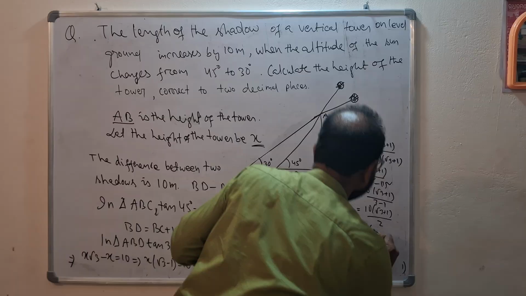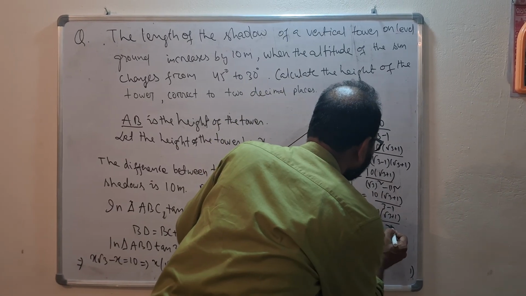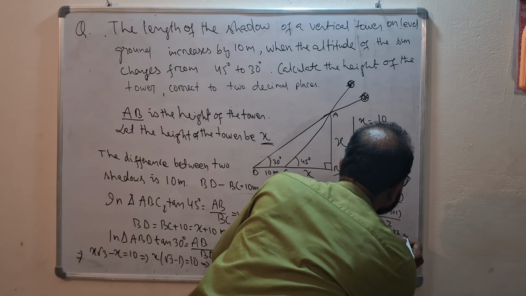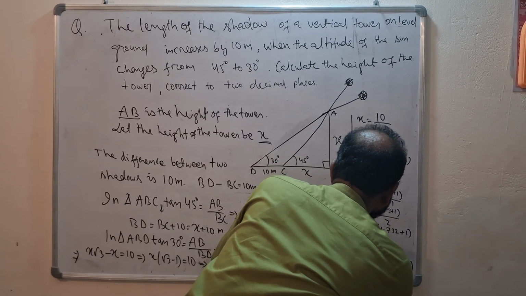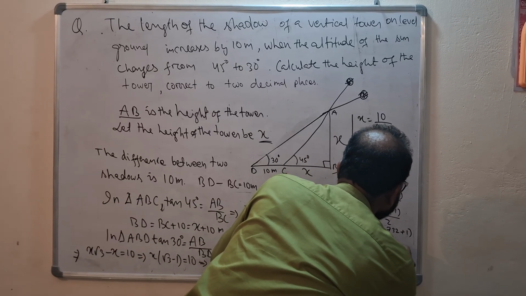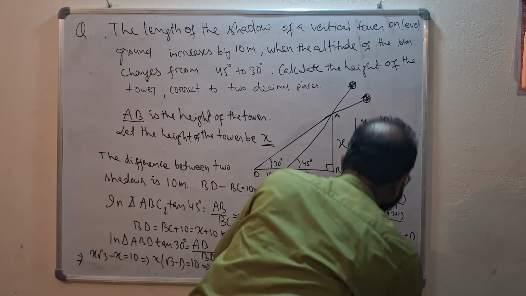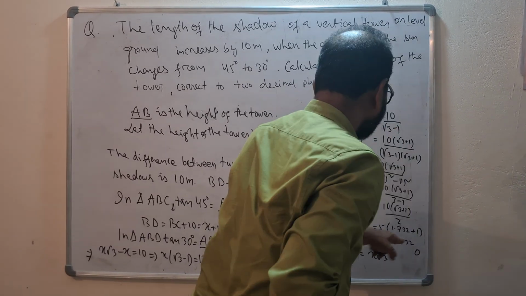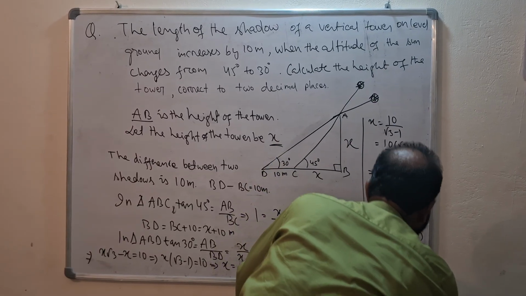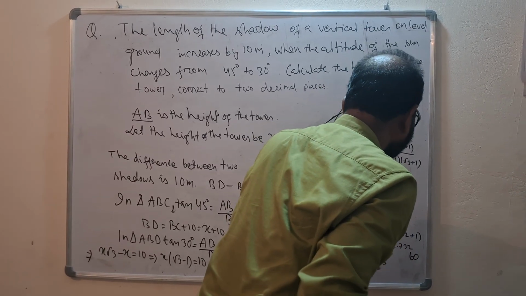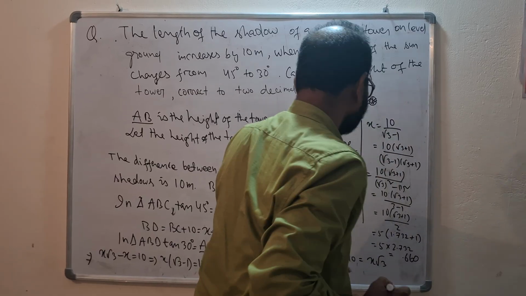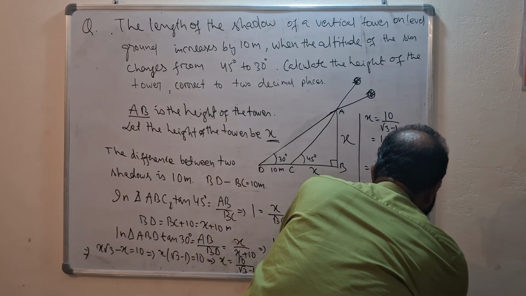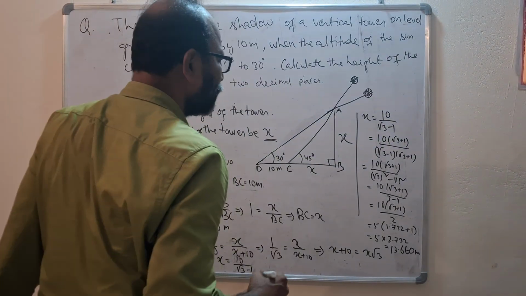Two fives are ten, so 5 into root 3 plus 1, that is 5 into 1.732 plus 1. So that is equal to 5 into 2.732, which is 13.66 meter. So you will write approximately 13.66 meter.